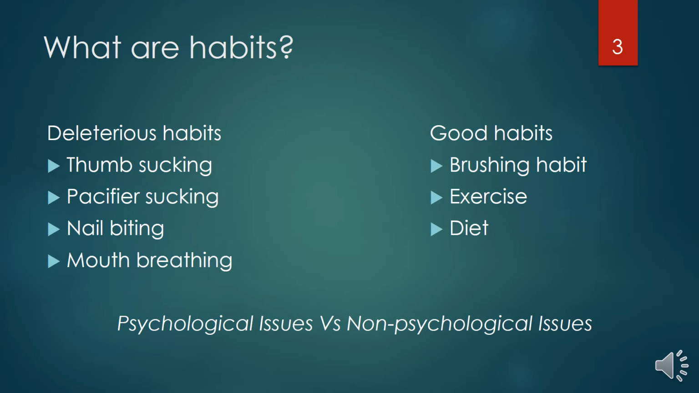Deleterious habits are any habits which cause damage to the human body. So when you talk about oral habits, any habit related to the oral cavity which is causing damage to the body is a deleterious habit. Some of the habits I've listed out for you there: thumb sucking habit, pacifier sucking, nail biting, mouth breathing. All of these have deleterious effects on the dentition, and they will produce malocclusion.